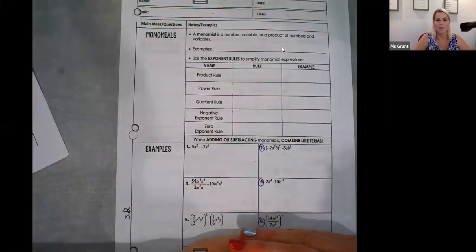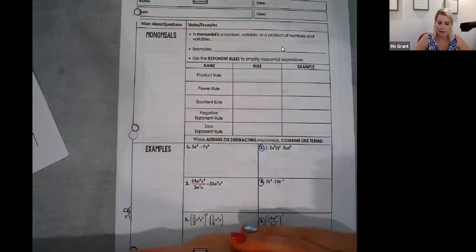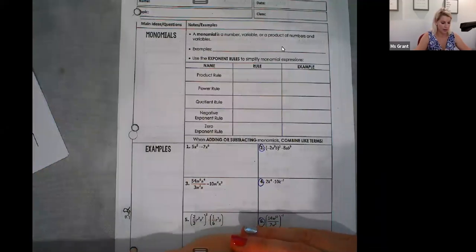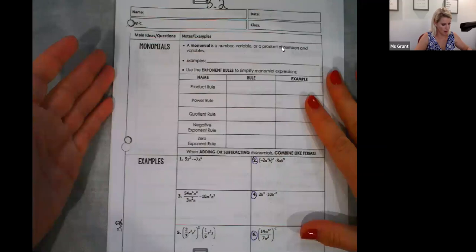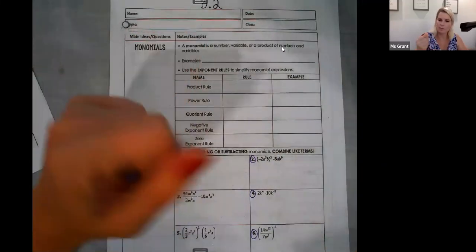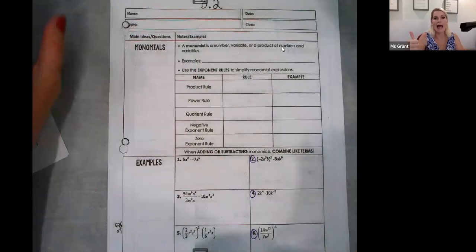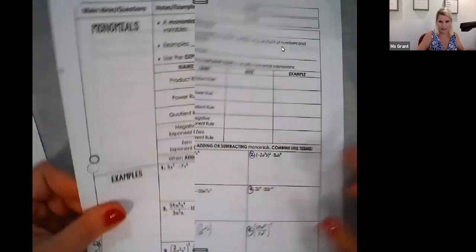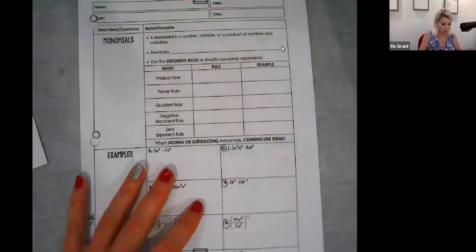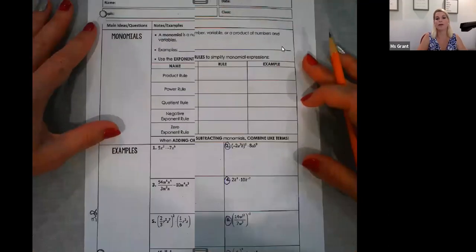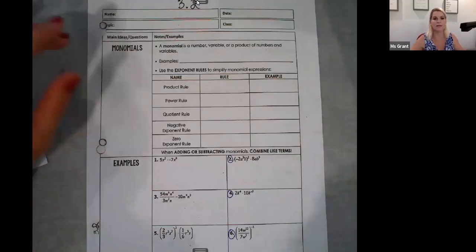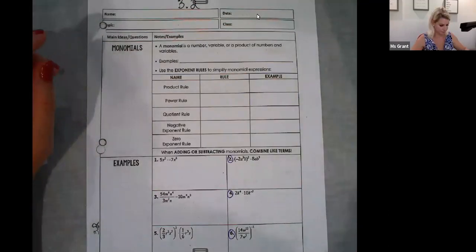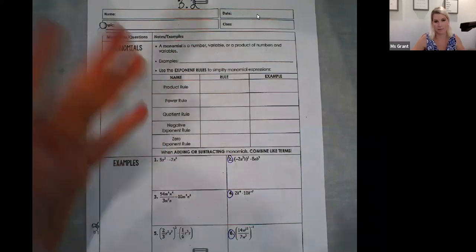Hi. So we are in chapter three and we're doing lesson two. Now I wanted to go through polynomials, monomials, adding, subtracting, and multiplying. So that's 3.2. All right, so let's begin. I've circled all the problems that are going to be your homework problems. So I'm going to do the examples that you see that are not circled, obviously.